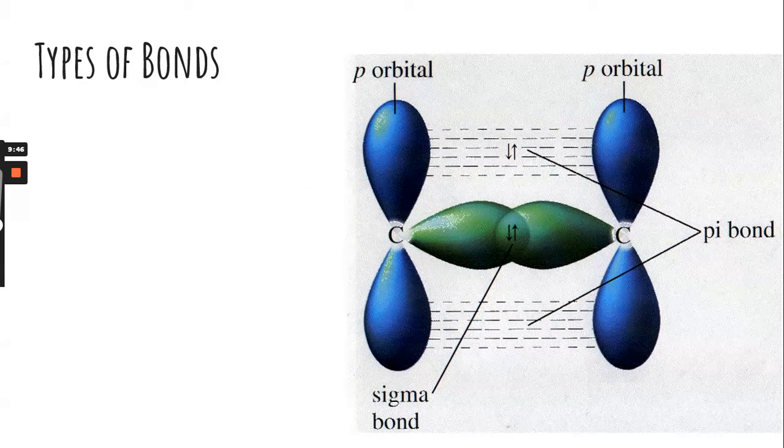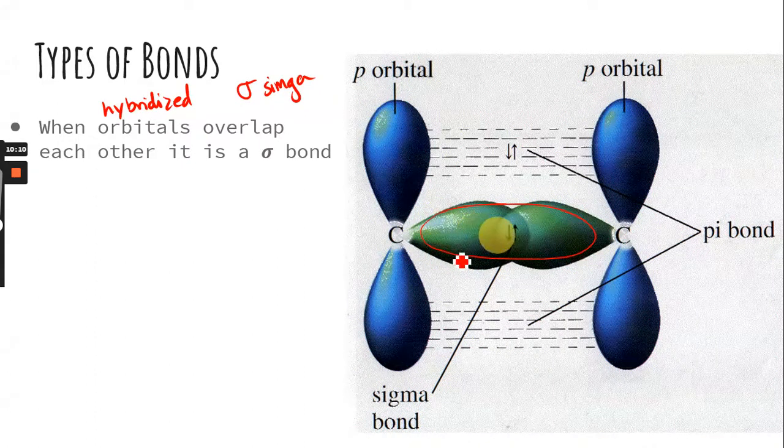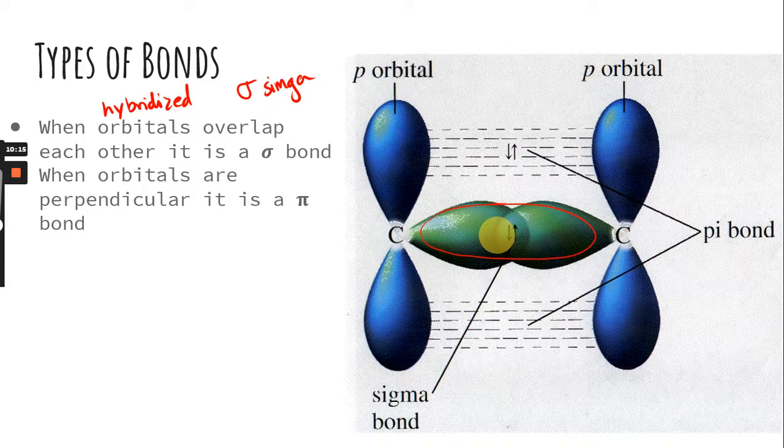So how did those double and triple bonds come into play? So what happens is when the orbitals are overlapping, and these are our hybridized orbitals, it's called a sigma bond. So this symbol here is sigma. So that's what this green area is showing, the overlapping hybridized orbitals. When the orbitals are perpendicular, which is what the blue orbitals are showing here and here, that's a pi bond.